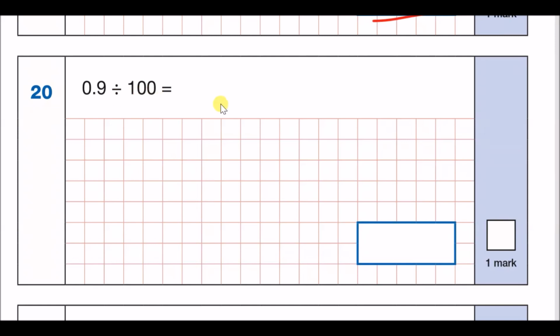Alright, number 20. 0.9 divided by 100. Just like the previous one, when you multiply by 100, you move the decimal place 2 places to the right. If you divide by 100, you move it 2 places to the left, so you make the number smaller. If you imagine there was an extra 0 here, this would be 0.09, and then you move it one more time with another 0, so your number is going to look something like 0.009. So that's going to be your final result.